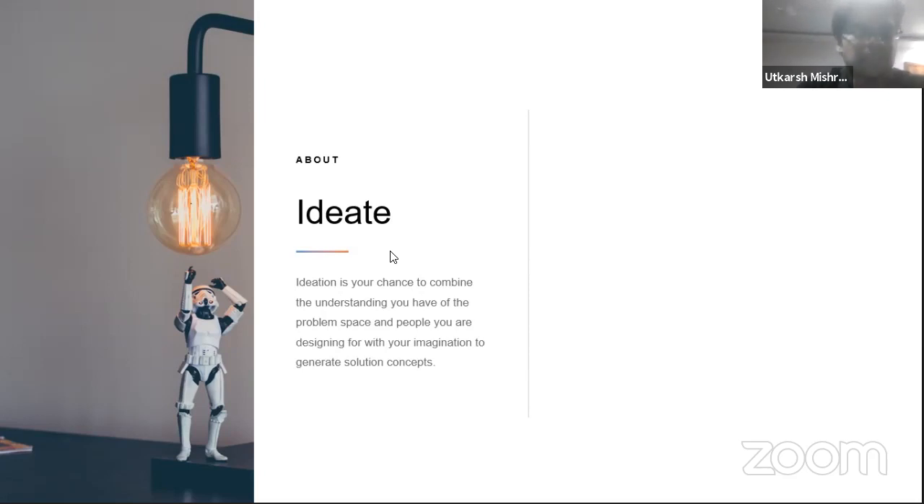In all possible ways, I'm repeating this. This is a chance to combine the understanding that you have of a problem statement and imagine different ways through which you can solve this particular problem. This could be as hypothetical as you can, as elaborate as you can, or as practical as you can. So ideation is about listing all possible solutions for this problem. Right now, for the mobility of a daily wage worker from point A to point B, what different solutions can we have?